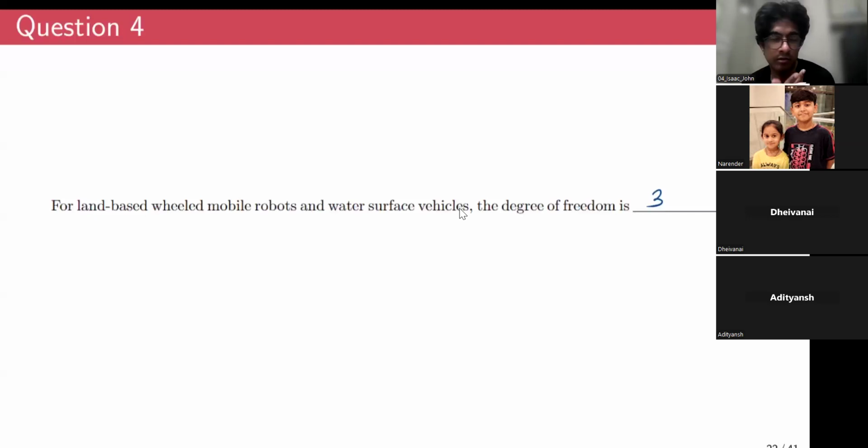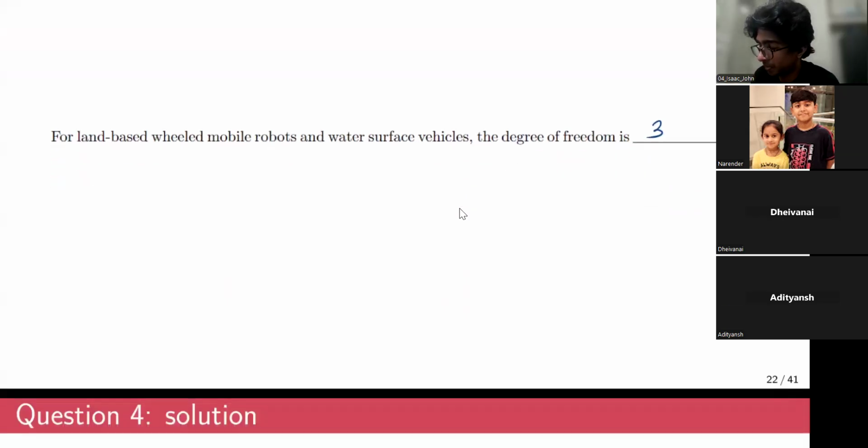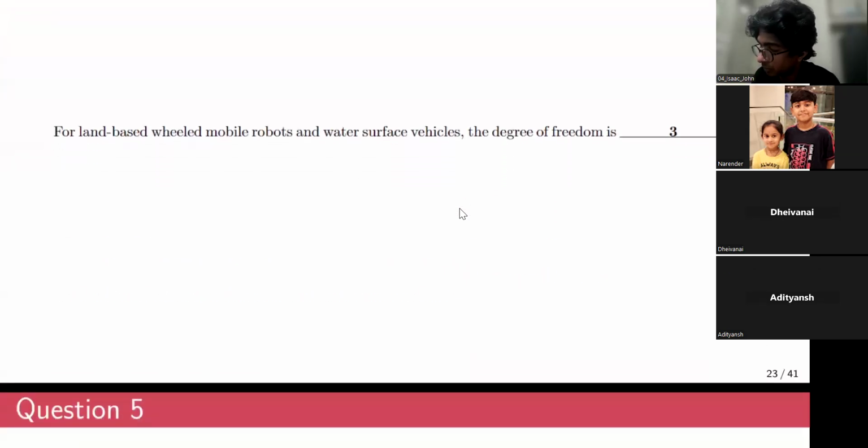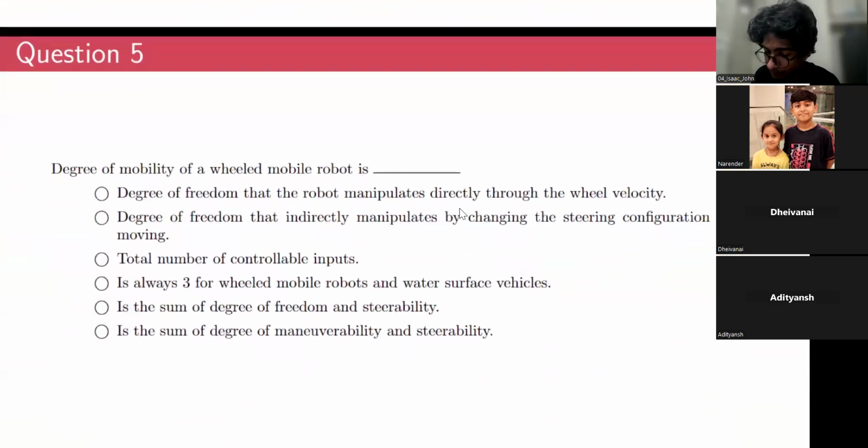It's very easy to get confused because we have seen a lot of degree terms: degree of freedom, degree of mobility, degree of steerability, degree of maneuverability. But I think we can all agree that for wheeled mobile robots and water surface vehicles, they remain on the surface of the water, and do not go underneath it. So in that regard, it can only have 3 degrees of freedom, which are 2 positions and 1 orientation. So far so good. We got all the answers correct.